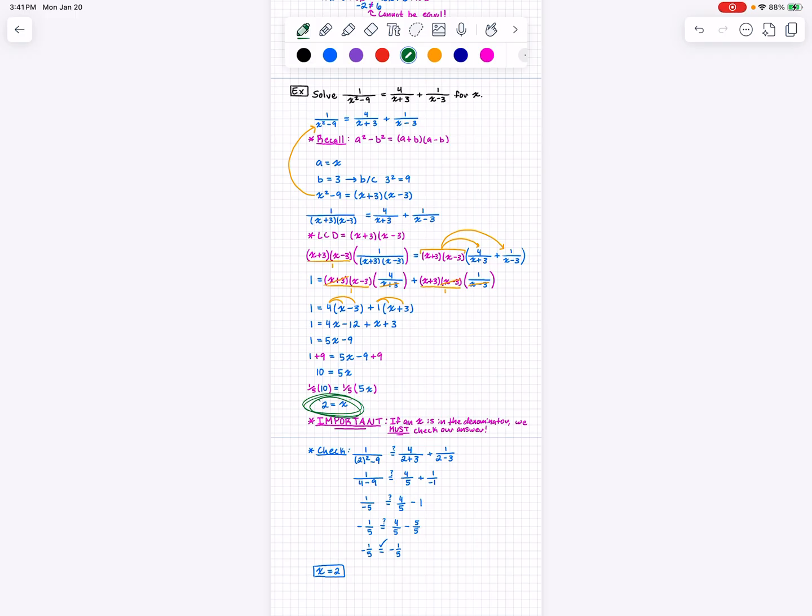Now, when you get an answer, you need to check if it's true if x was ever in the denominator, which it was, right? So we're going to check, and our check is using the equation from the original problem. So you want to make sure you're checking from the original equation. And when we check, you want to get that little check mark that says, yup, we get a true statement. -1/5 equals -1/5. And if that's true, then your answer is the one that you thought previously.